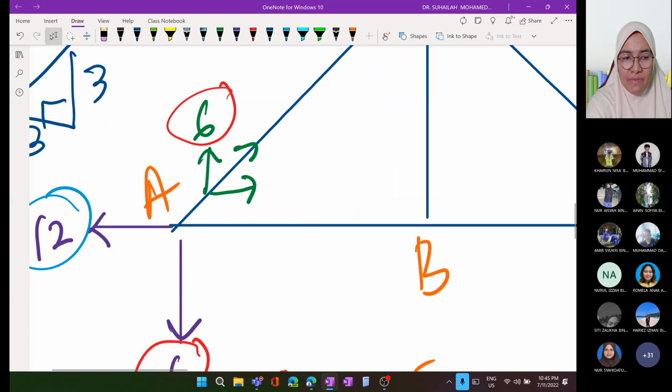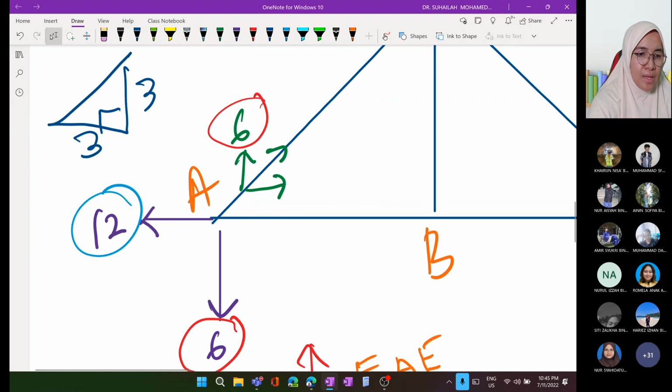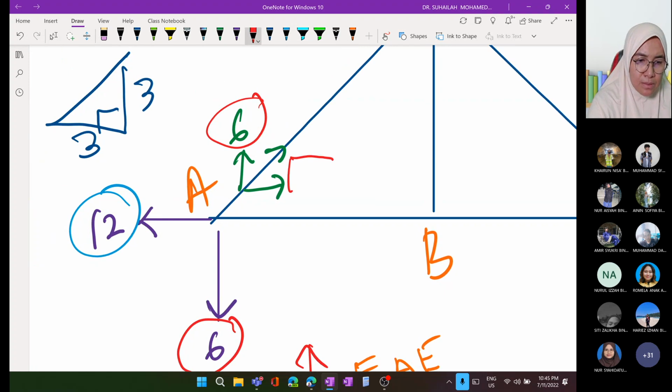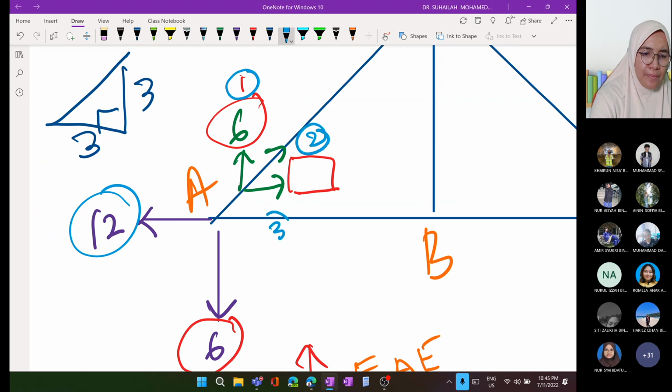So, what is the value? What is the X value? Kat sini. So, nilai kat sini apa? Apa nilai kat situ? This is the first step. This is the second step. This is the third step. Apa nilai dekat number 2? We use trigonometry. 3 and 3, the ratio.